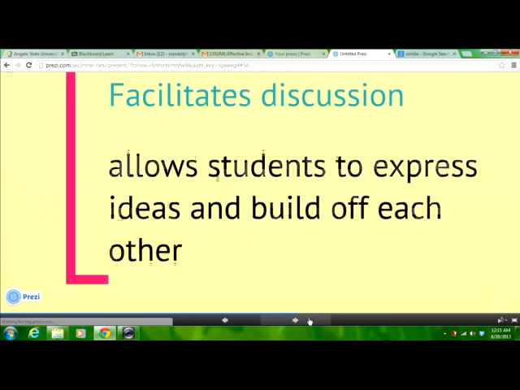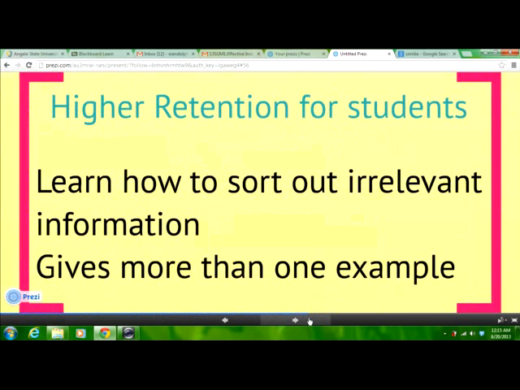The third and final reason why this is a really good model to use is it has a higher retention rate for students. I talked about this earlier, in my personal experience watching classrooms during my observations, that students really seem to remember those key attributes from definitional type words rather than just the whole definition. So they learn how to sort out that irrelevant information that comes from a definition. So not only can the skill really be applied to what you're talking about right now, but it also can be applied whenever they're just reading definitions from their book.